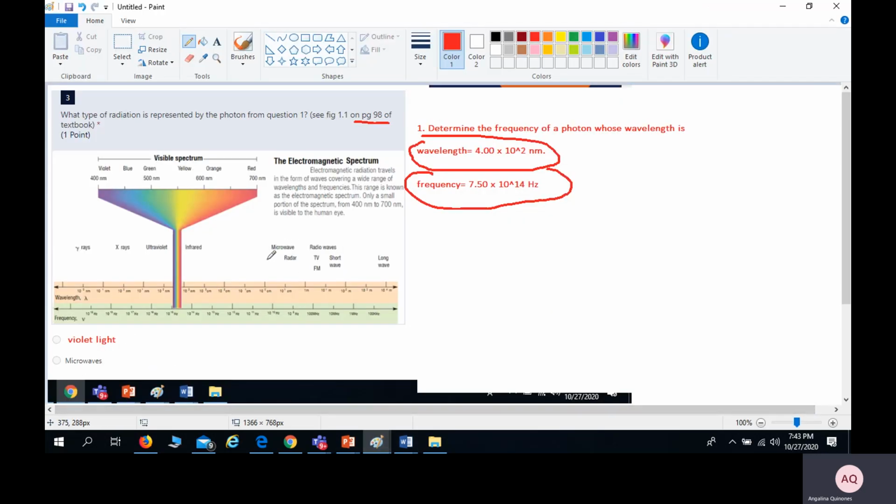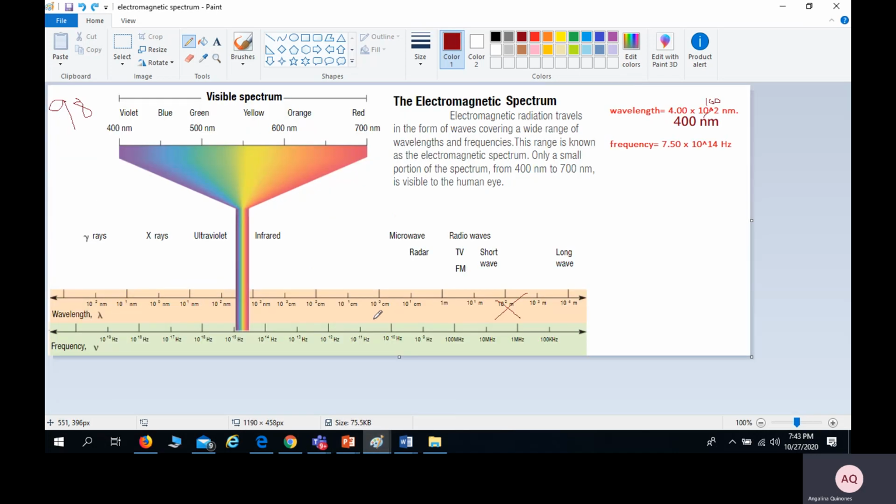Well, microwaves are all the way over here. Let me make this a little bit bigger. Microwaves were 10 to the 1st centimeters. So definitely not microwaves. Clearly it is violet light. So I hope that helps. Please don't get confused. Just choose the answer that is closest to whatever information you were given.